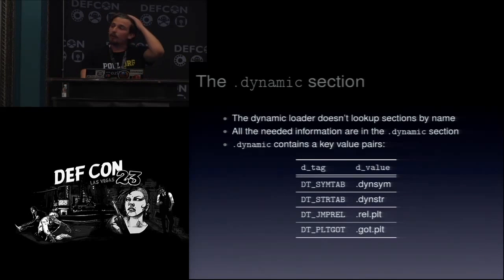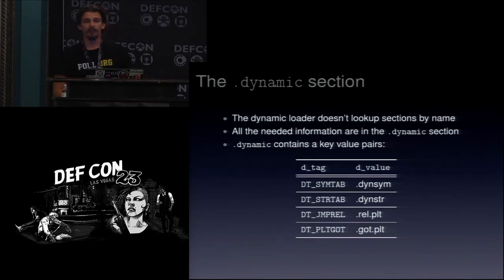We've been talking about a lot of different sections, but the dynamic loader actually does not consider sections by their name. It doesn't look up the PLT or GOT section by name. It uses another section, which is called the dynamic section, which holds key-value pairs, where the key represents one of the sections it needs, and the value is its actual address. For instance, DT_SYMTAB keeps a pointer to the dynamic symbol table, DT_STRTAB a pointer to the dynamic string table, and so on and so forth. We're not really interested in details here, but the point is that the dynamic loader takes the information about the binary, about these sections, from this table.